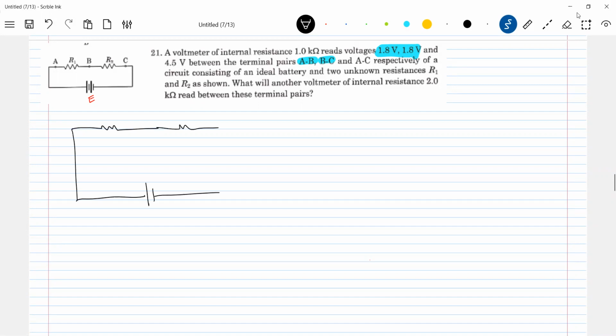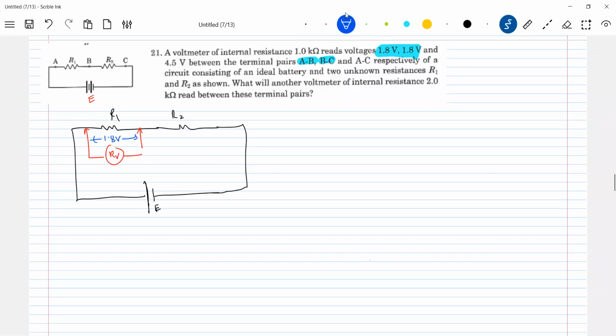Sir, can we take R1 and R2 to be small compared to the voltmeter resistance here? How can you take it like this? Why are you assuming on your own? The voltmeter is connected here. Let me directly write RV. It is having some internal resistance. And how much will it read? 1.8 volt. This is what the situation is.